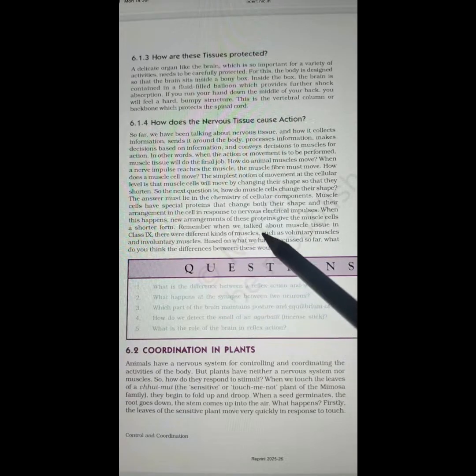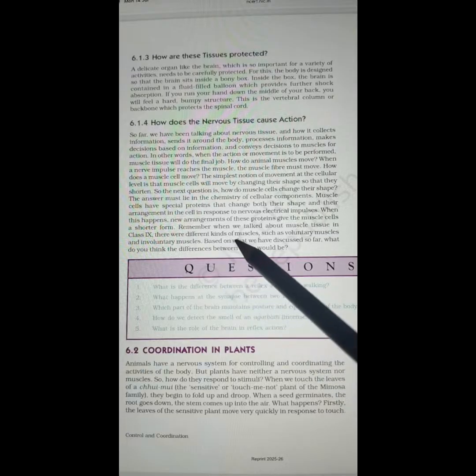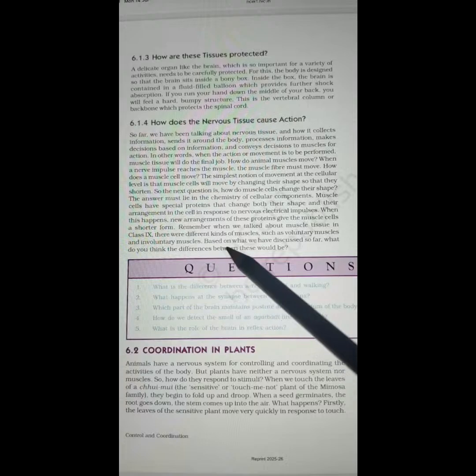Remember, when we talked about muscle tissue in class 9, there were different kinds of muscles, such as voluntary muscles and involuntary muscles. Based on what we have discussed so far, what do you think the differences between these would be? In text question.